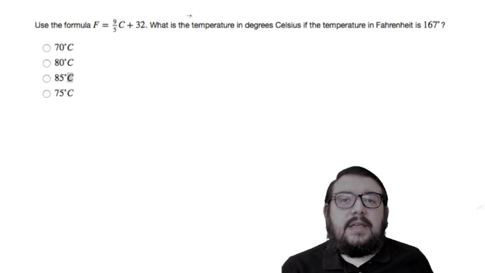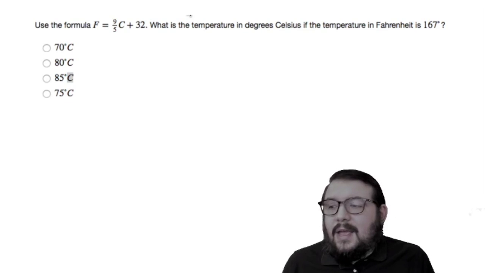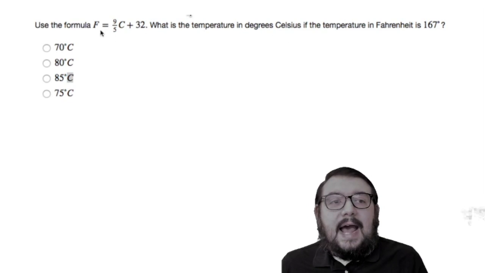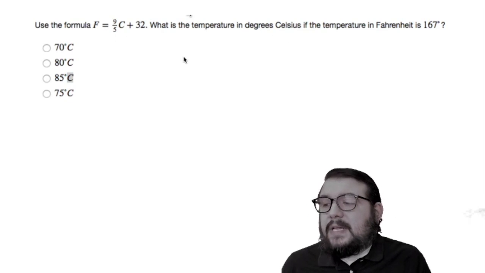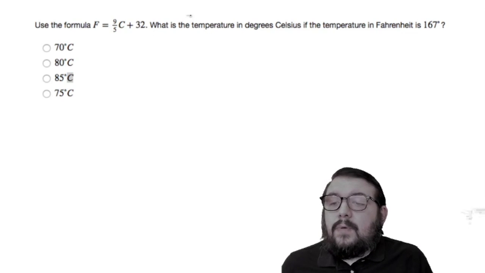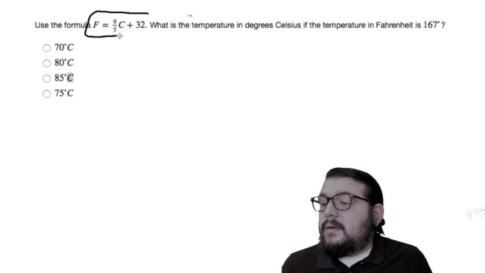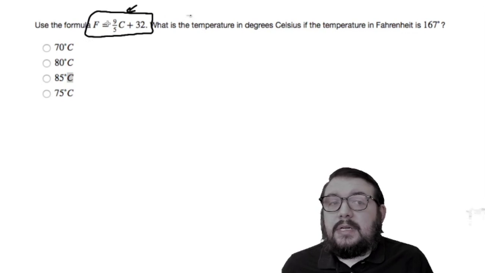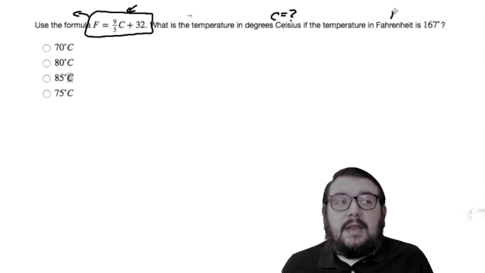So on your TSI, you're going to definitely have to convert Fahrenheit and Celsius degree temperatures. Today, we're not going to use any algebra. We're going to basically turn this into a PEMDAS problem. So what we're going to do, we're going to take a look at our formula. In this problem, you can see that you put in a C and an F pops out. I want to know the Celsius, and I want to put in a Fahrenheit of 167.